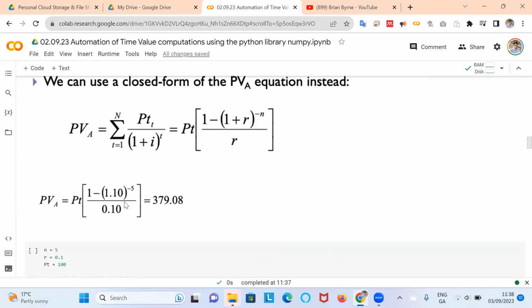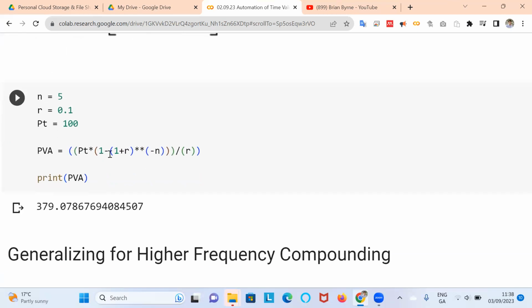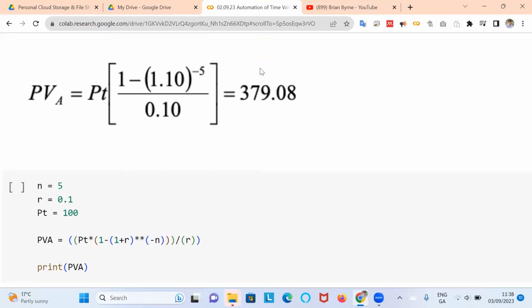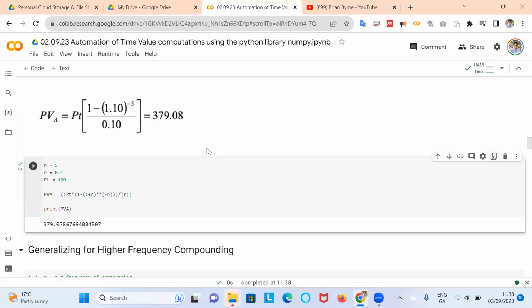And so if we were to populate each of the variables here, the periodic payment 100, the interest rate of 10%, and the term being 5 years, we would get the same estimation. And we could verify that here. Again, we could deploy the formula as given here, introduce our arguments, apply the formula, and then print out this present value annuity. And we get the 379, which corresponds with the 37908 here.